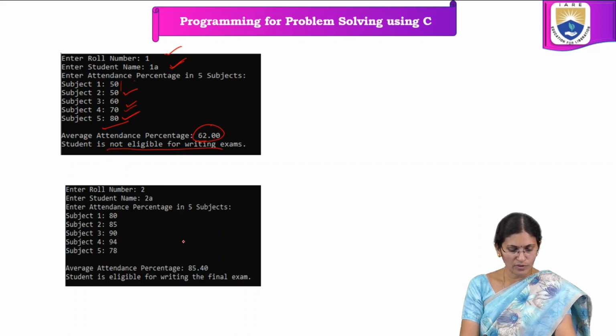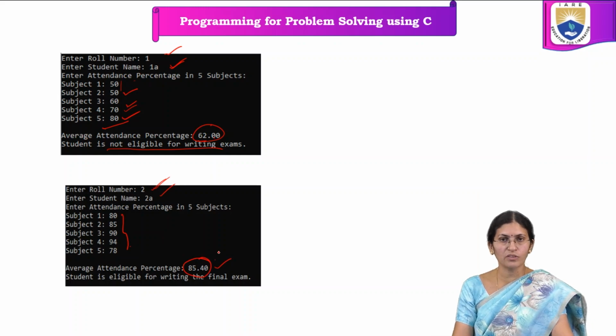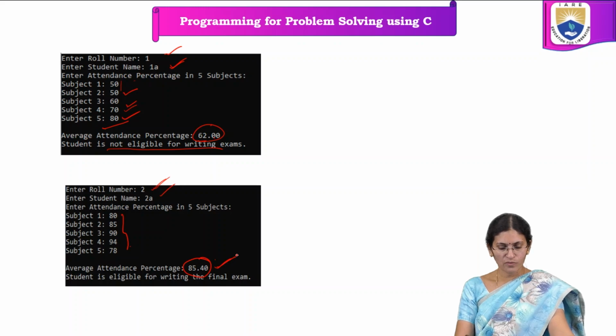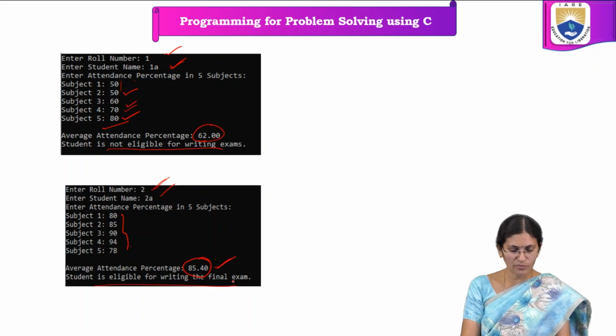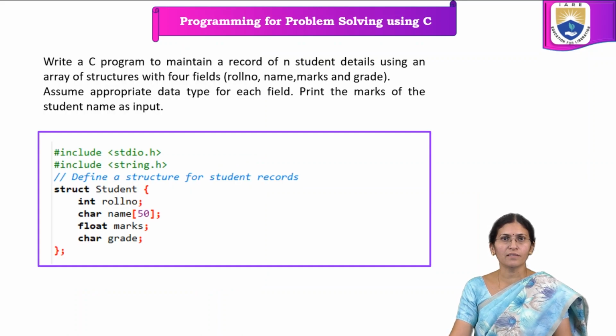If you give another test case for another roll number, if you run this program again, enter the roll number and student name, and give some other information for the 5 different subjects, this is the attendance percentage which is obtained, average attendance 85.40. This percentage is greater than 75. Therefore, this is the message which is printed on the screen: Student is eligible for writing the final exam.